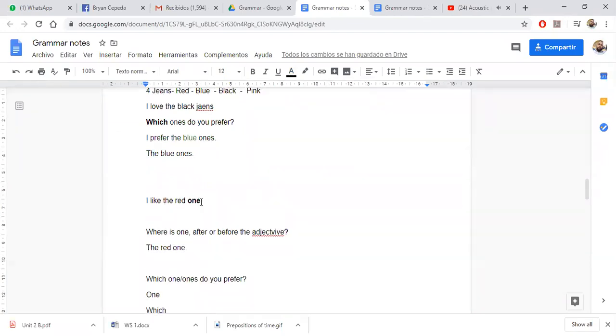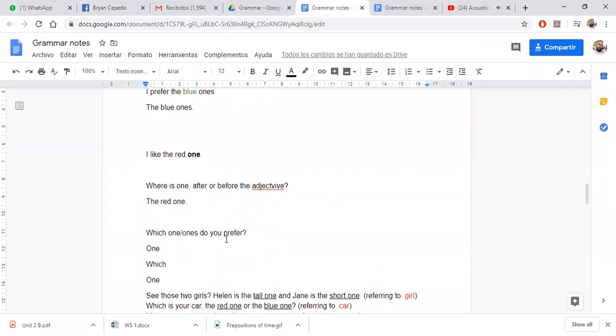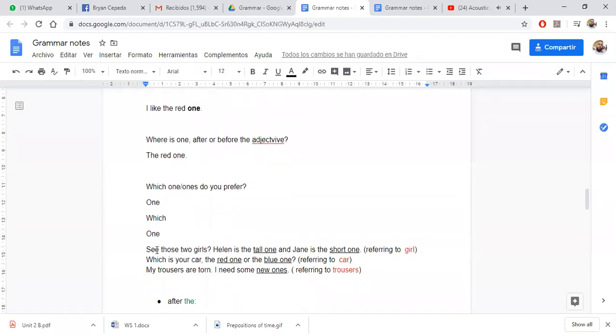I like the red one. Where is one, after or before the adjective? The red one is after the adjective. As you notice, it's after the adjective, okay, not before. Which ones do you prefer? As you notice, after which, we say which one or which ones do you prefer? One for singular, ones for plural. Yes, Jose Daniel, good. It's after the adjective, very good.